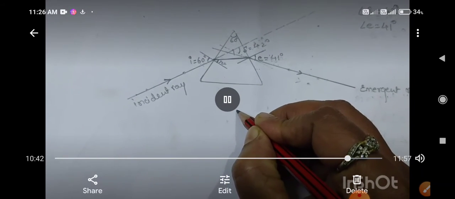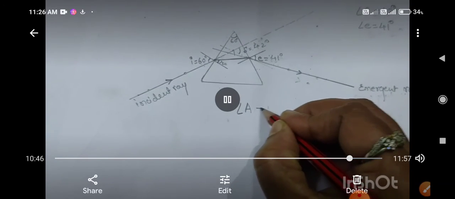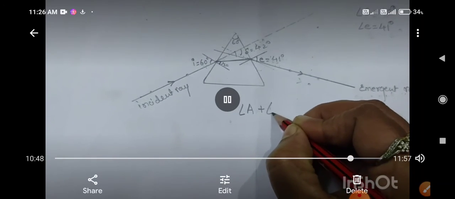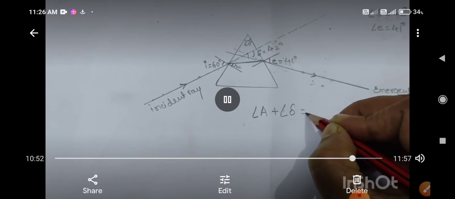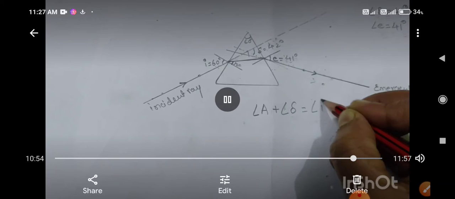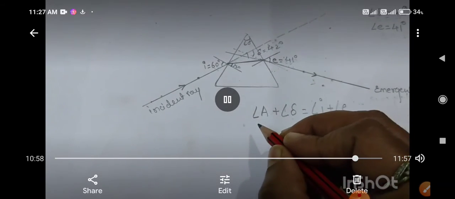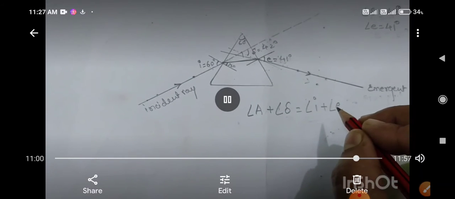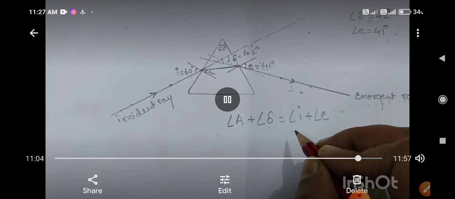So we have the relation that angle of prism plus angle of deviation should be equal to angle of incidence plus angle of emergence. Okay. So this left hand side, what we will get, it should be approximately equal to right hand side, because we know while doing the practical there will be some errors.